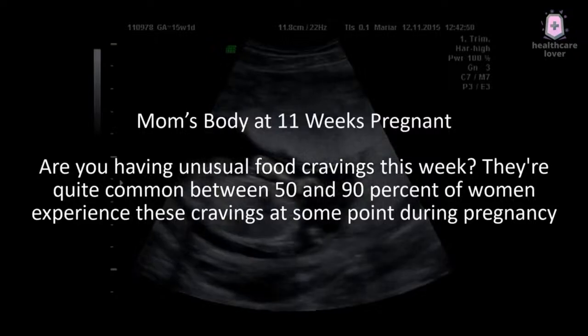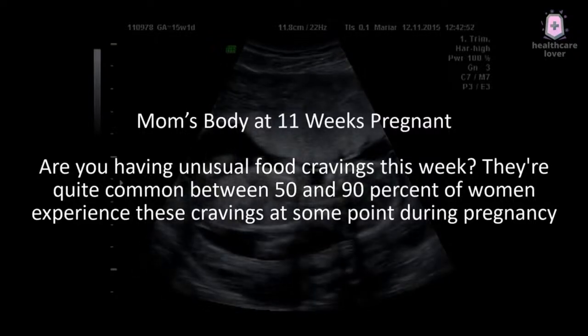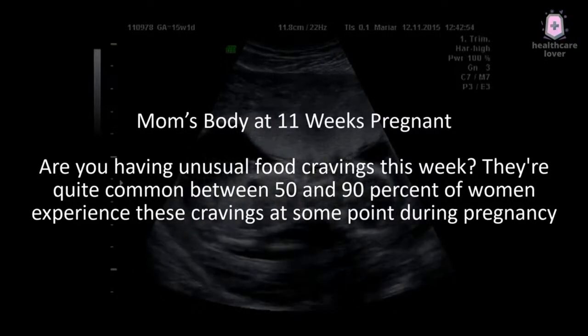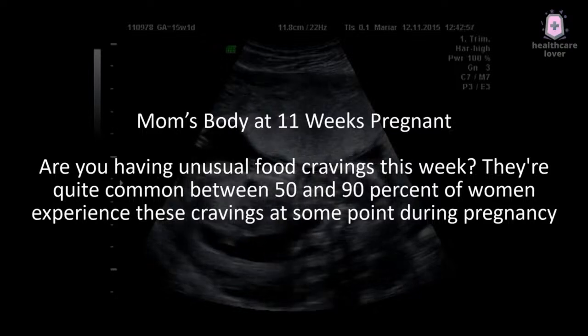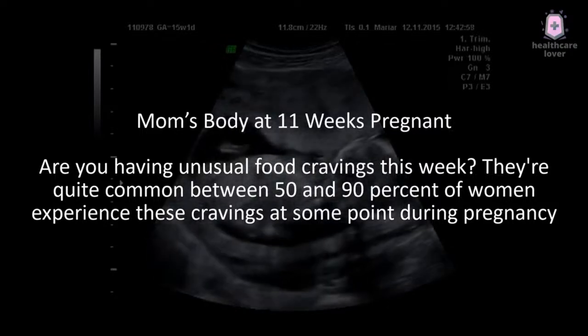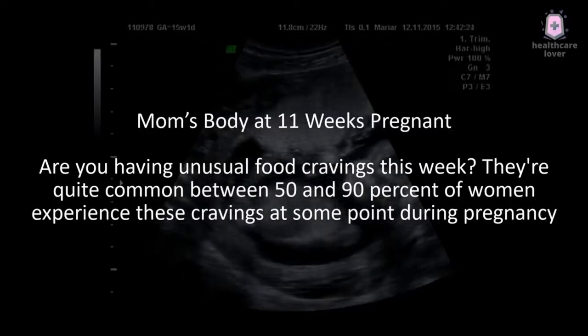Mom's body at 11 weeks pregnant. Are you having unusual food cravings this week? They're quite common. Between 50 and 90% of women experience these cravings at some point during pregnancy.